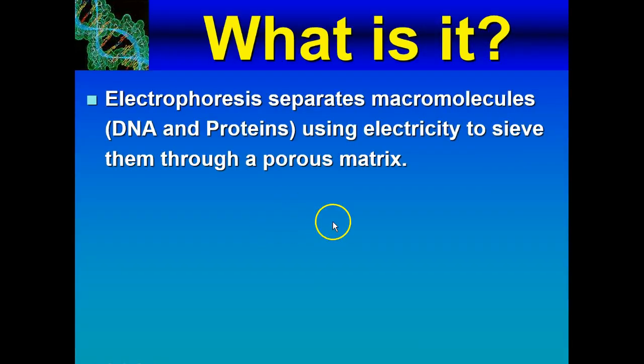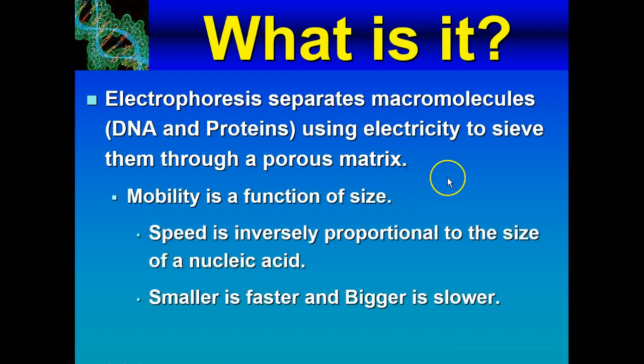So what is it? The big nerdy book answer is a separation technique using electricity to run molecules through a porous matrix to separate them. This is the idea behind it, that the speed is inversely proportional to the size. So the larger the molecule, the slower it goes. And let's grab an example of that. So let's talk about this as being gel electrophoresis. And we have 3 fragments of DNA that we're going to put through it. So here's fragment 1.